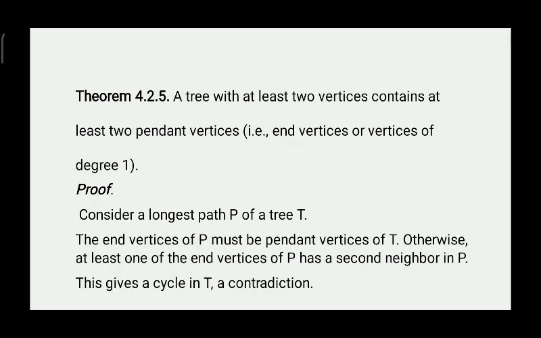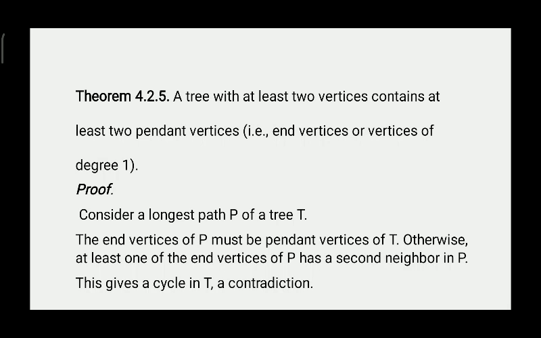Now, we have moved to the next theorem. A tree with at least two vertices contains at least two pendant vertices, that is, vertices of degree 1. What do pendant vertices mean? If the degree of a vertex is 1, that is called a pendant vertex. That is also known as an end vertex.